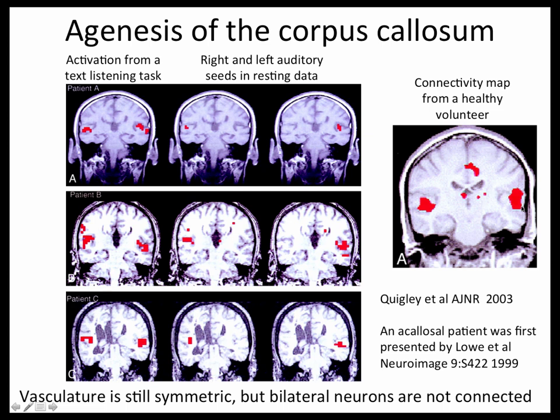So what this group did is they said, here are patients who have those fibers that communicate between the two halves of the brain. They never formed. So their left and right auditory cortices are not communicating with each other.